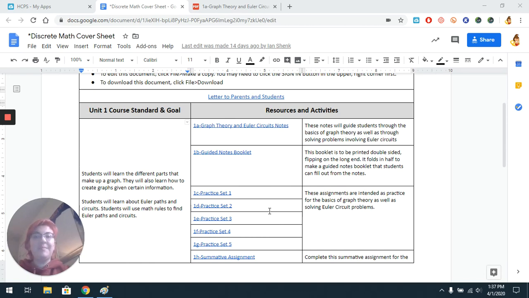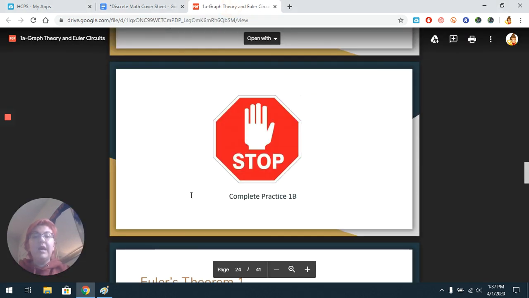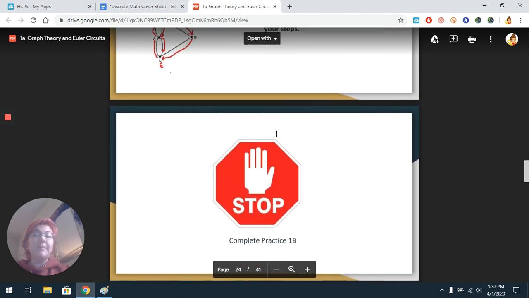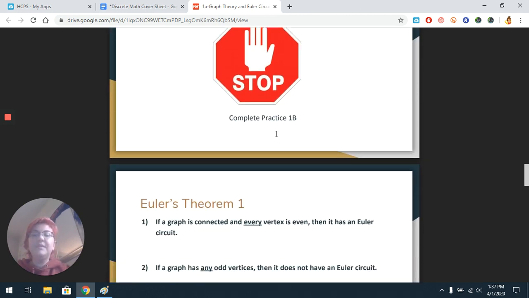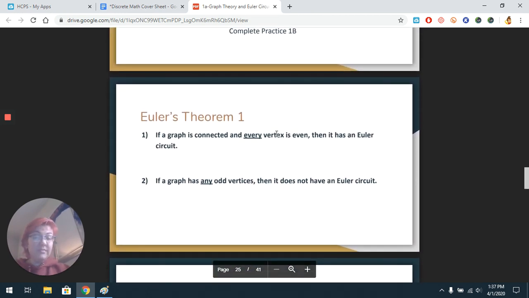Hey guys, we're back. All right, so we are going to click 1A, go to our notes. I'm there. We stopped last time right after learning about what an Euler circuit is and what an Euler path is. Okay, let's take a look at Euler's theorems. These are going to help us out. These are going to make things a little easier for us.